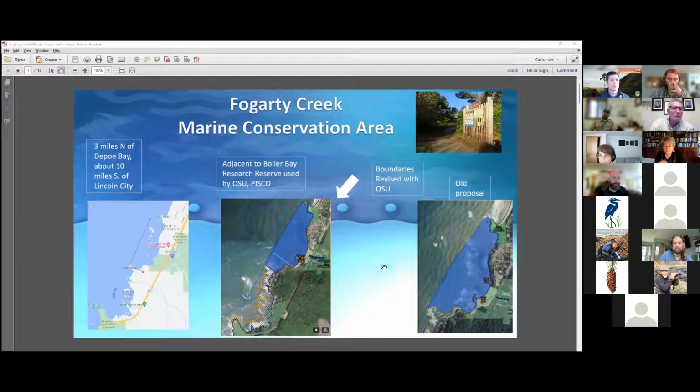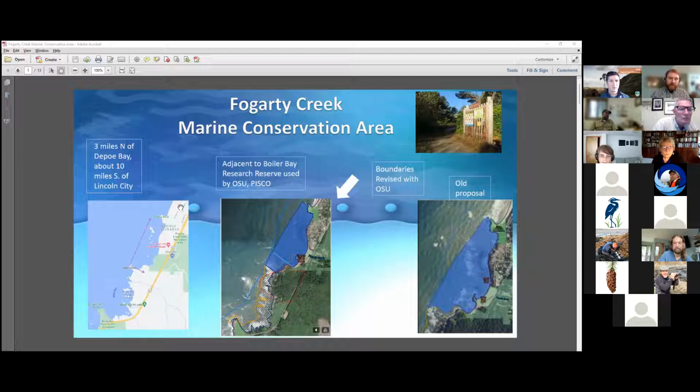Can you see my hand if I move my hand? Oh, good. Okay, so where we are, Depot Bay is down to the bottom left of your screen. So we're on the Central Oregon coast, 12 to 15 miles north of Newport. Outside of city limits is Boiler Bay State Park. And this is the Boiler Bay research area that the Menge Lab, OSU and PISCO use for research. And then we have Fogarty Creek State Park.